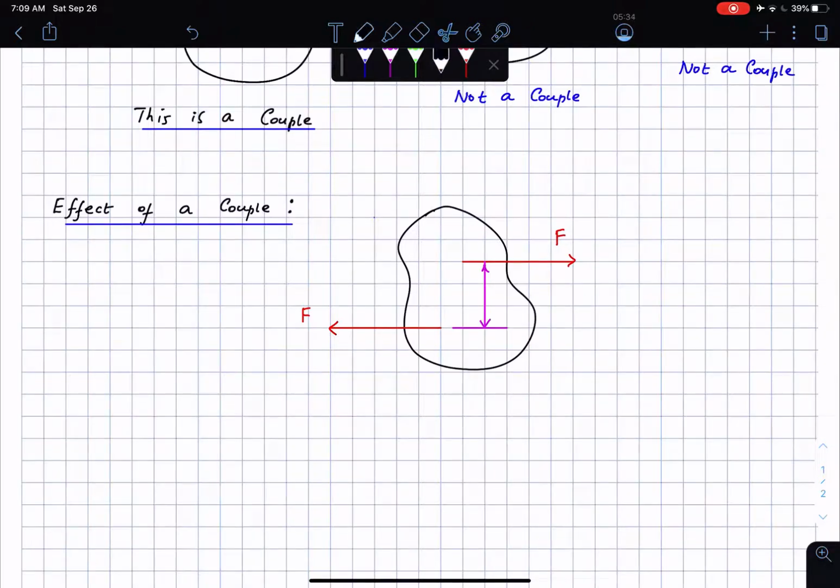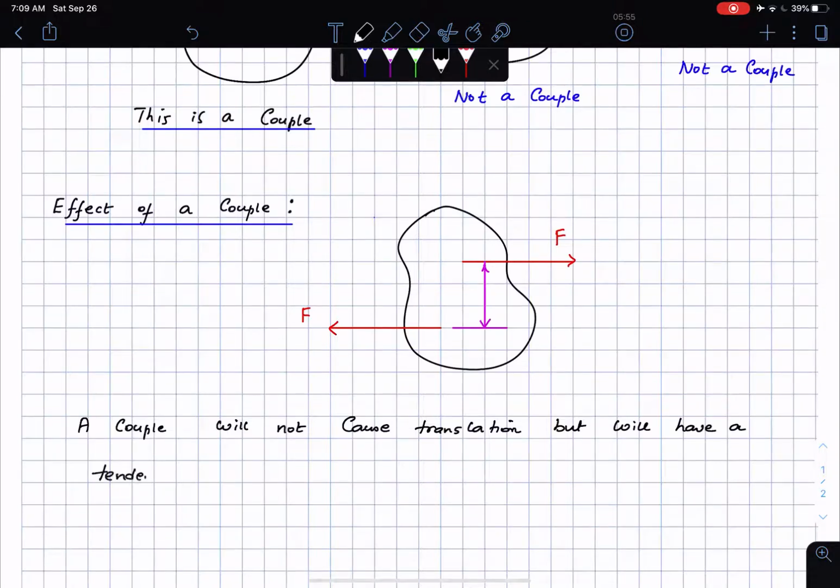So the effect of a couple will not cause translation but will have a tendency to cause the body to rotate.